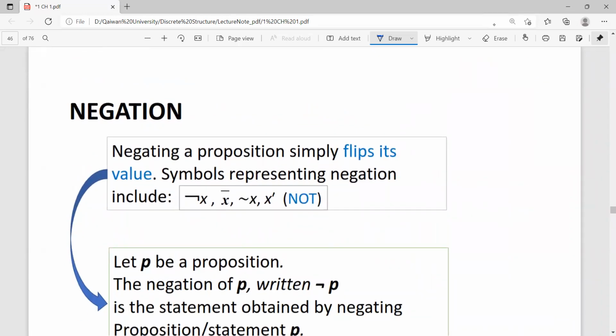Now you have negation. Negation of a statement. We are going to take the negation of the statement. For example, if P is true, then the negation of P is false.